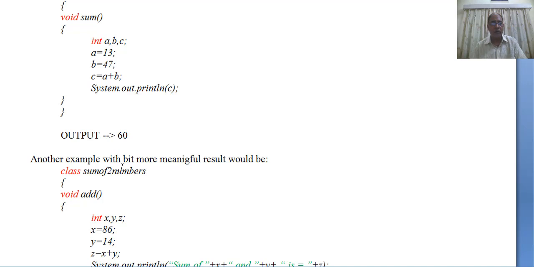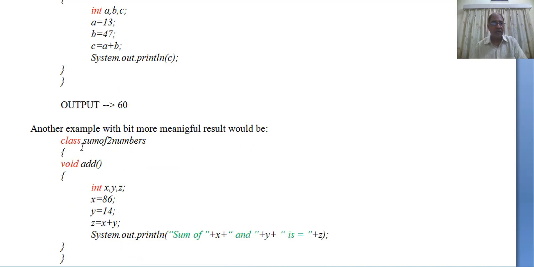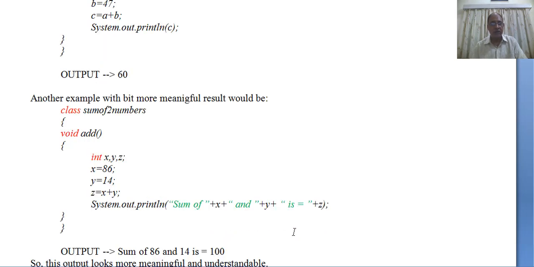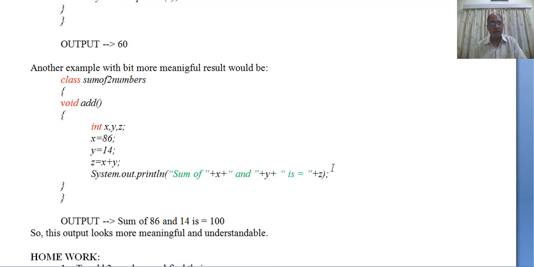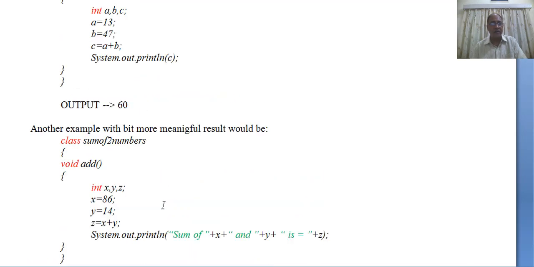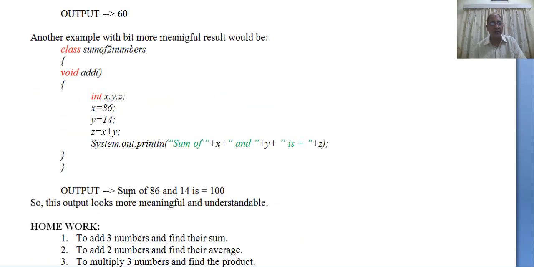Another example with a more meaningful result will be: class SumOfTwoNumbers, void add, int x, y, z, x is equal to 86, y is equal to 14, z is equal to x plus y, System.out.println sum of x and y is equal to z. This is a formatted output which will give you the output like this: Sum of 86 and 14 is 100. This looks more meaningful and understandable as compared to the previous program where only the number 60 is printed, but here the full message is also printed.